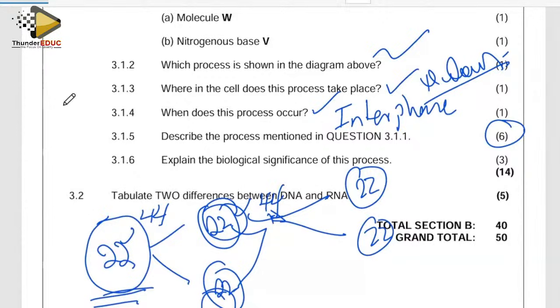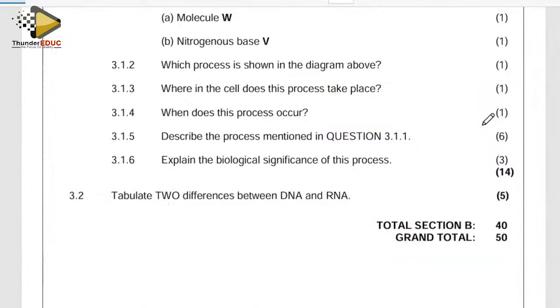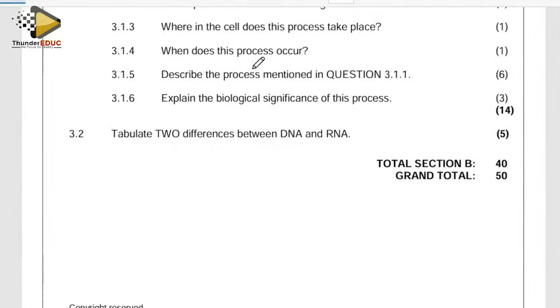Tabulate the difference between DNA and RNA. Sugar: ribose sugar. DNA is double-stranded and RNA is single-stranded. DNA contains deoxyribose sugar, RNA contains ribose sugar. DNA has thymine, RNA is usually uracil.